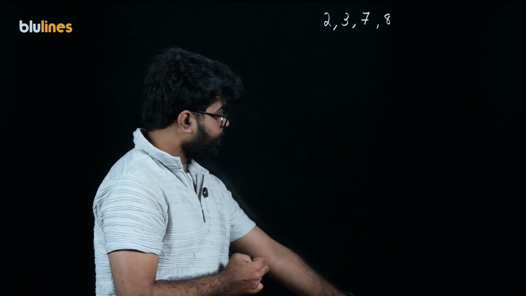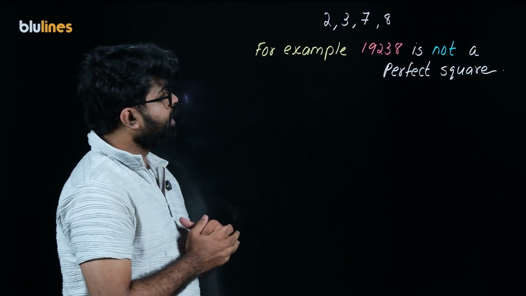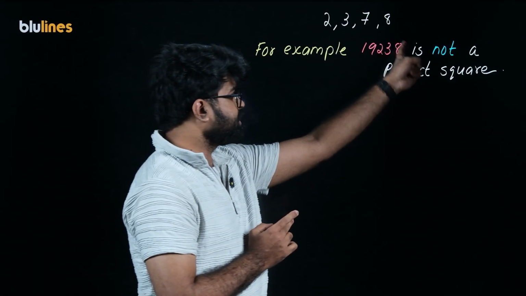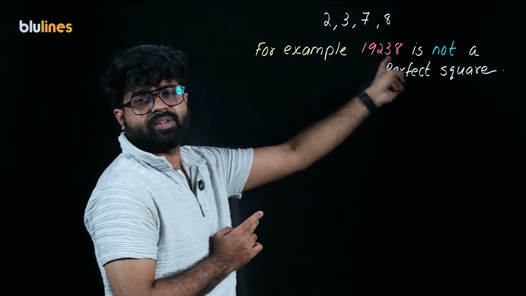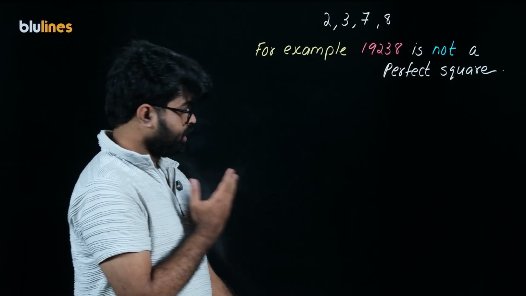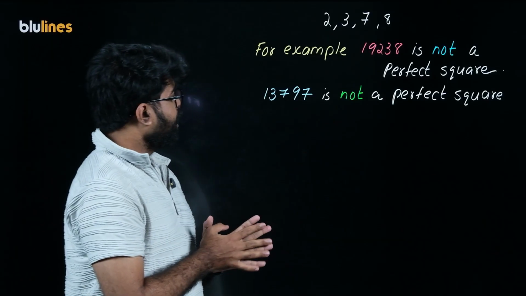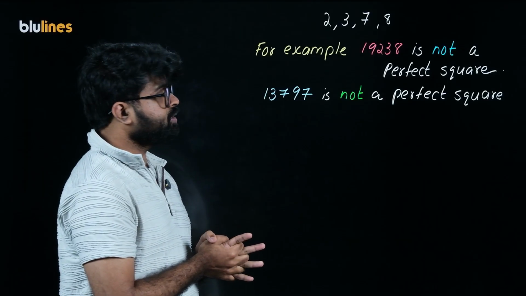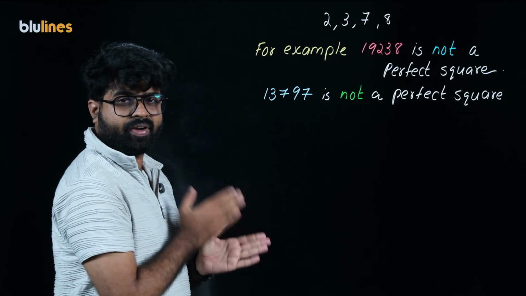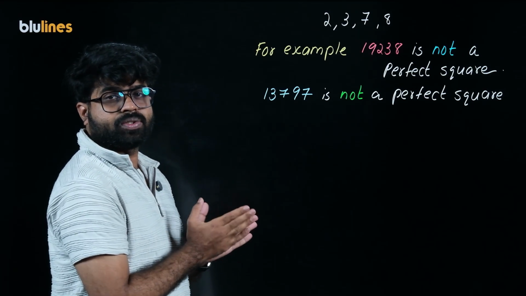Now let us see an example. 1928 is not a perfect square. Why? Because its units digit is 8. We know that if a number ends with 8, it will not be a perfect square. We can go for the next one. 1397 is not a perfect square. Why? Because its units digit is 7. If a number ends with 7, it's also not a perfect square.